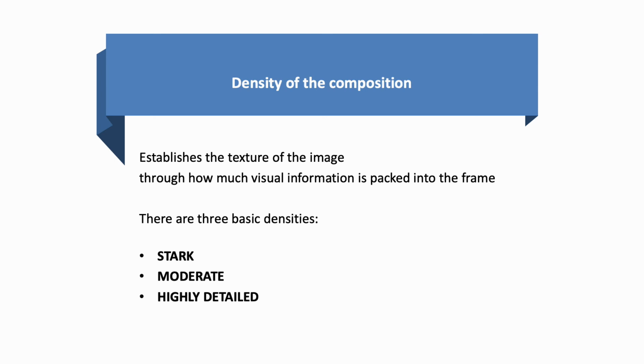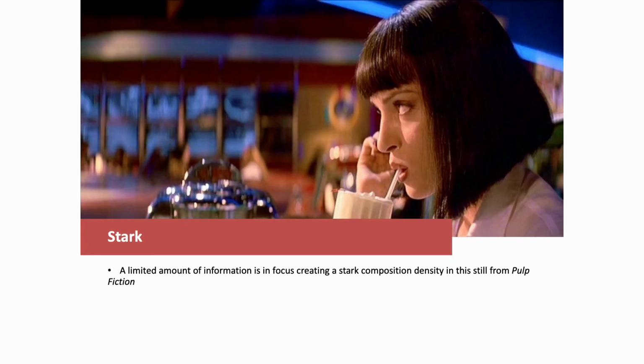Density of the composition establishes the texture of the image through how much visual information is packed into the frame. There are 3 basic densities: stark, moderate, and highly detailed. A limited amount of information is in focus, creating a stark composition density in this still from Pulp Fiction.